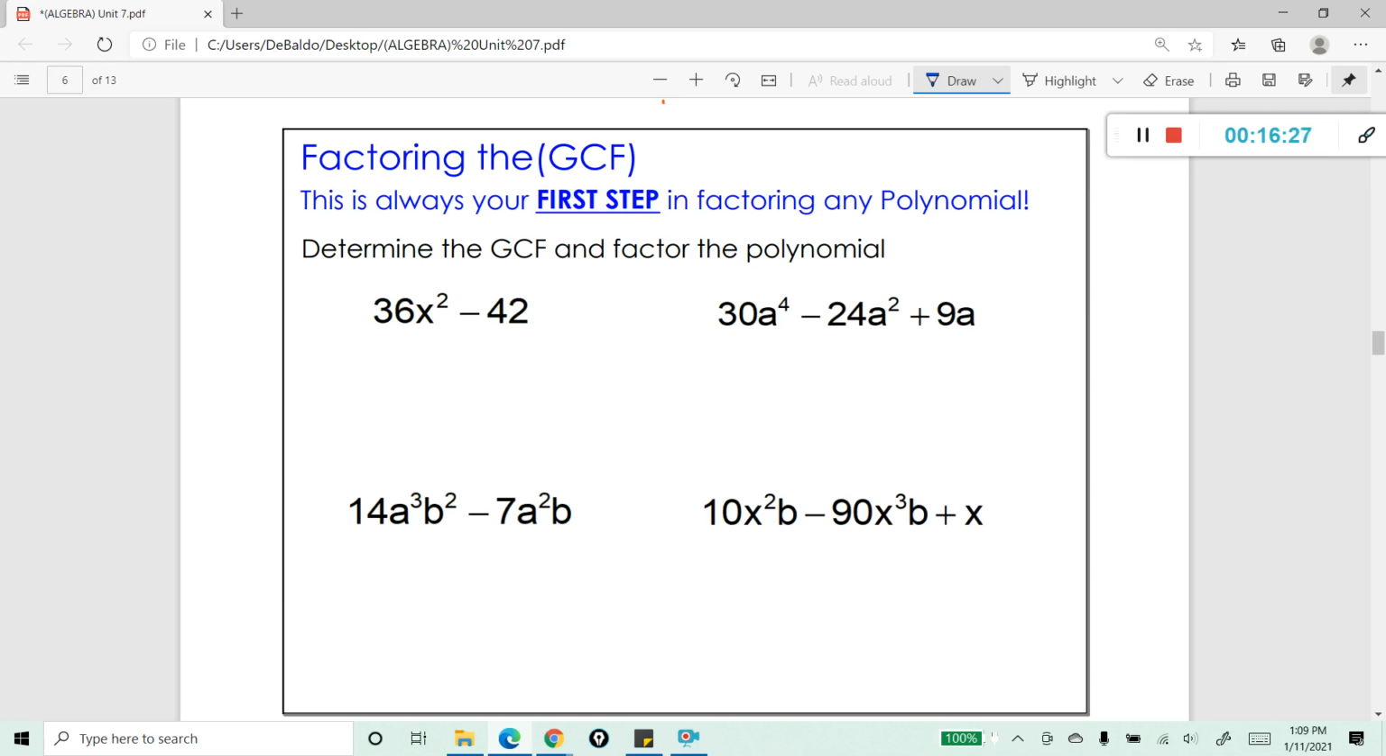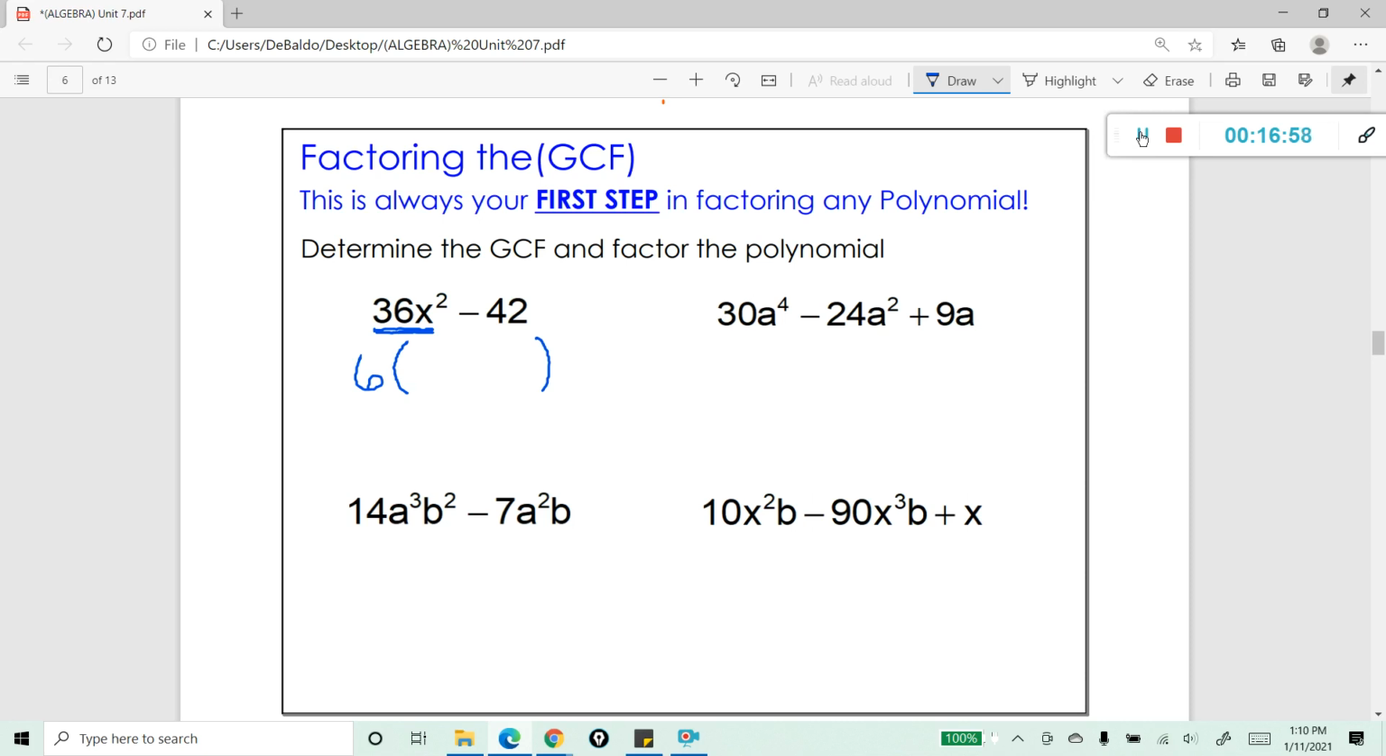I have 36x squared minus 42. And we ask ourselves, do we have a greatest common factor? And we do. The greatest common factor in both of these terms is going to be 6. So I'm going to write a 6. Then I'm going to write parentheses because this is how you factor.